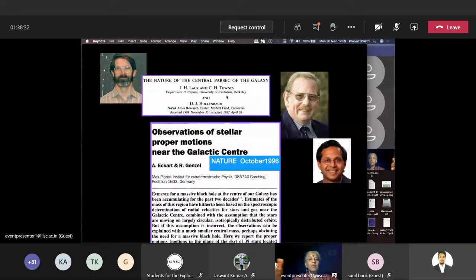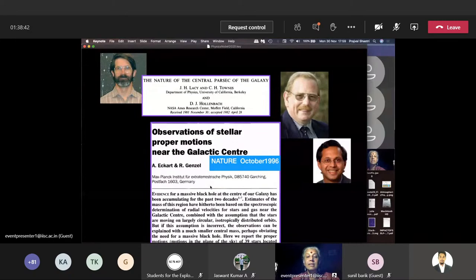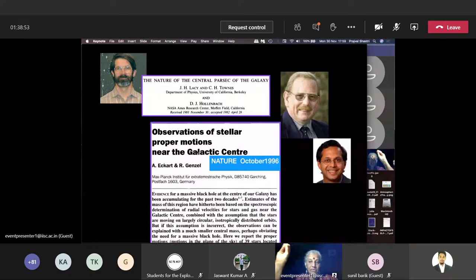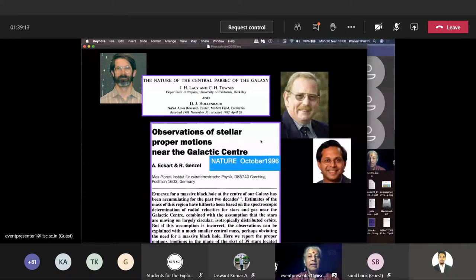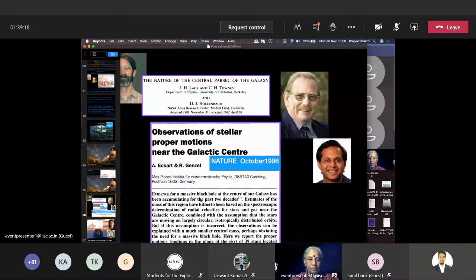Then with better technology, Andreas Eckart and Reinhard Genzel studied the center, and they studied stars, and they looked at the proper motions, as they're called. Proper motion means the movement of stars in the plane of the sky as against the movement of stars in our line of sight. So for movement of stars in the line of sight, you need spectra and measure Doppler shifts, whereas for movement in the plane of the sky, you need to measure positions and how they move with time. And so by measuring actual positions of stars in the infrared, they did say that there is a massive black hole, but they did not actually come with a confirmation.